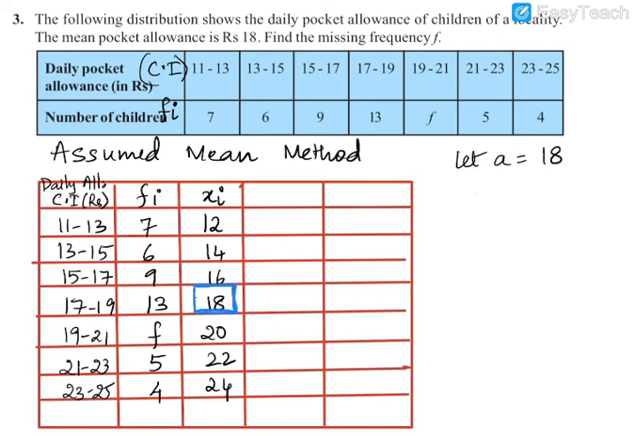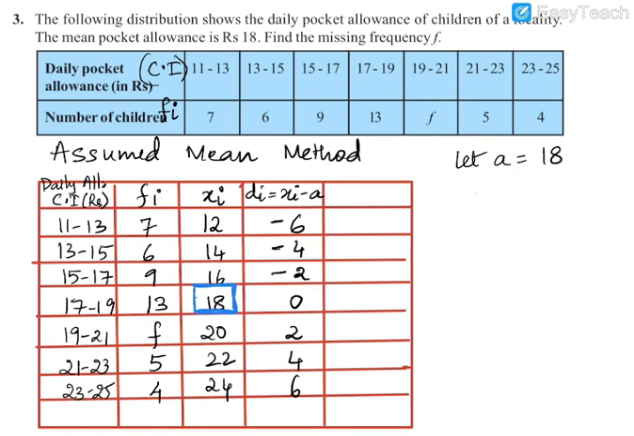Now for each xi value, we have to find di, which is given by xi minus a. So 12 minus 18 gives us minus 6. 14 minus 18 gives us minus 4. The next will be minus 2, 0, 2, 4, 6.